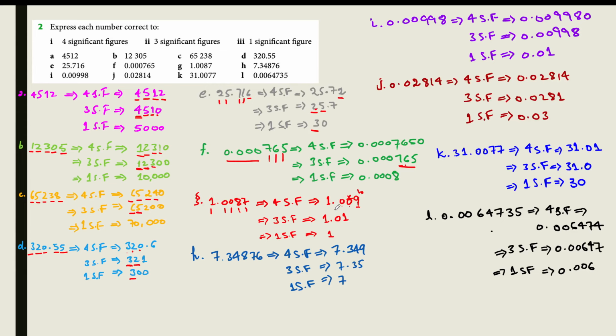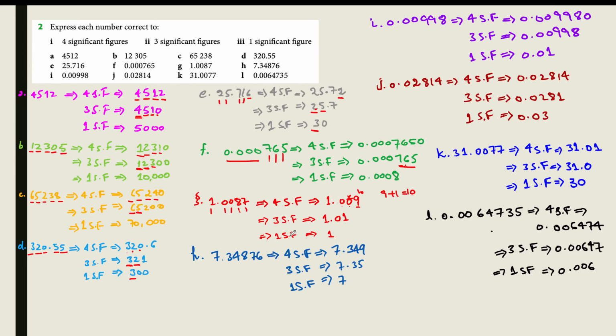So therefore it becomes 1.01. Because in here it's 9, so 9 plus 1 is equal to 10. So 0 remains here, and this 1 is carried to the digit in here, and it becomes 1. So it is expressed as 1.01 when in 3 significant figures.